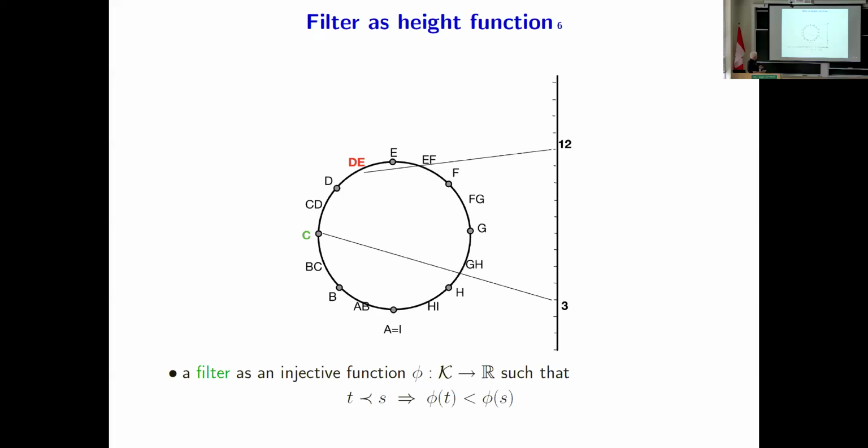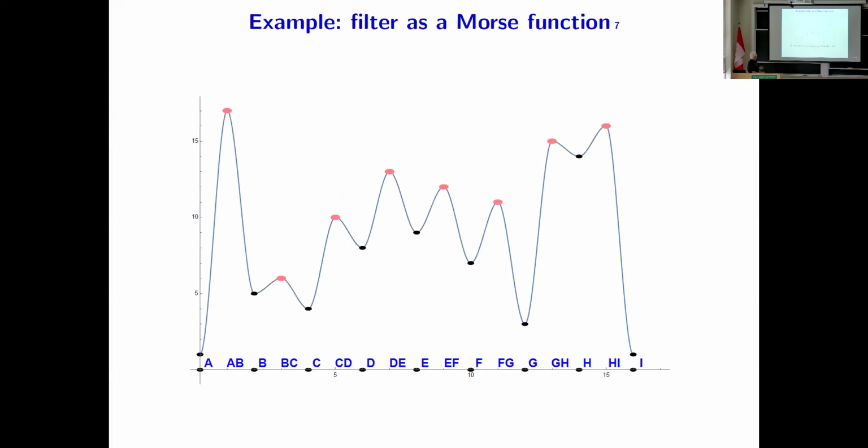And actually, there is even a slightly more general definition of a filter. It's just an injective function. The values need not be integers, maybe reals. And the only condition is if t is a face of S, then the value at t must be strictly less than the value of S. So with such a filter, you can actually treat it as a Morse function.